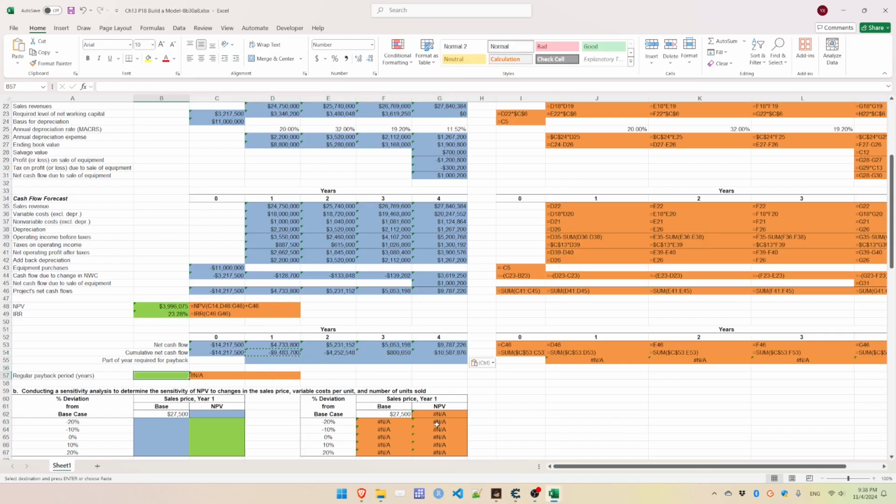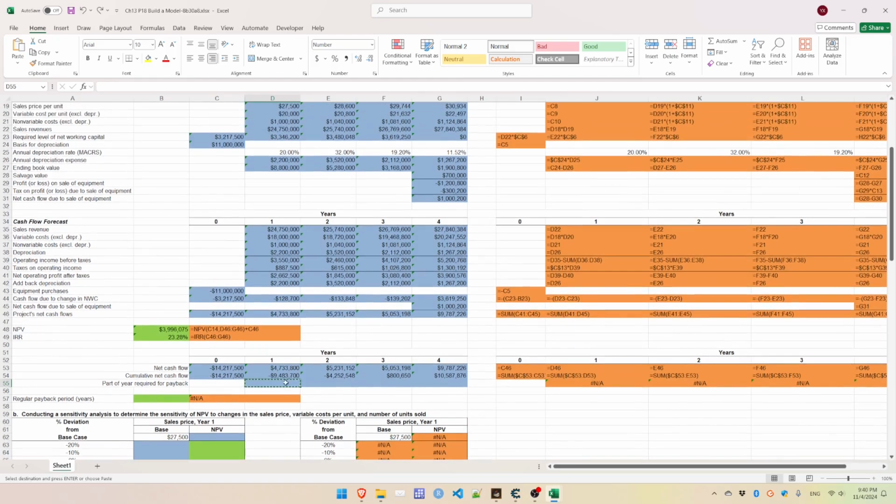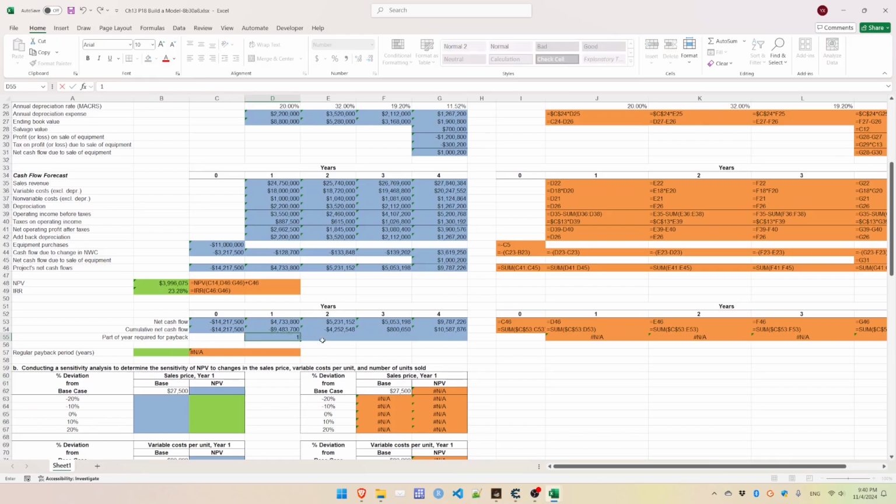To calculate the payback, for us to calculate the payback period, what we will need to do here is calculate the part of the year required for payback. So what percentage of this year is required for payback? 100% of the year? What percentage of this is required for payback? But apparently not 100%, because you will have collected everything during this year, because this is not a negative number anymore.